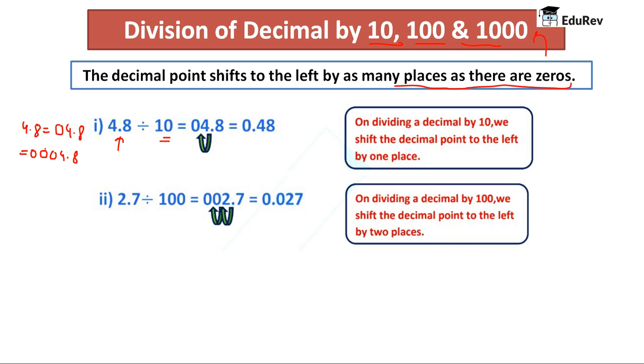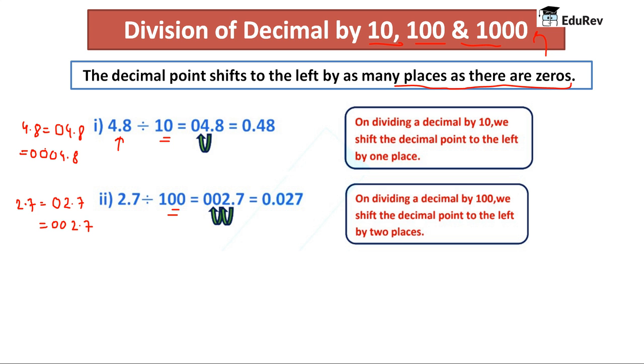Here is another example. 2.7 divided by 100 is equal to how much? Let us count how many zeros are there in this number. 2 zeros are there in 100. So we will shift this decimal point to the left by 2 places. And we know the number 2.7 is equal to the number 2.7.